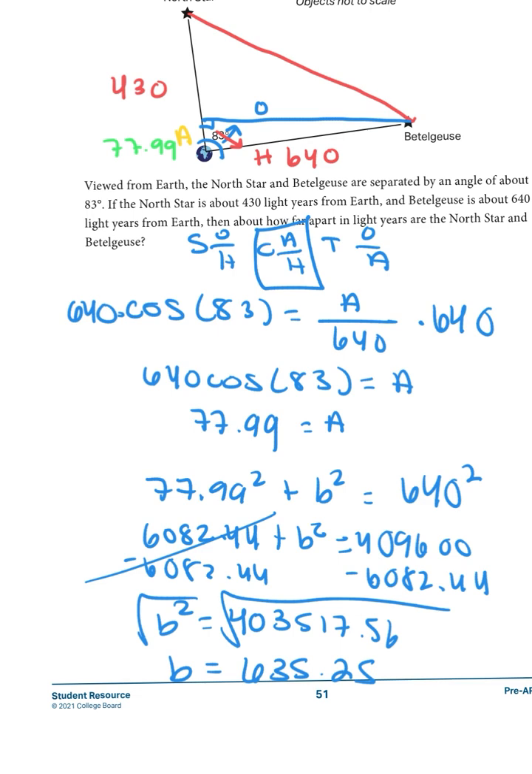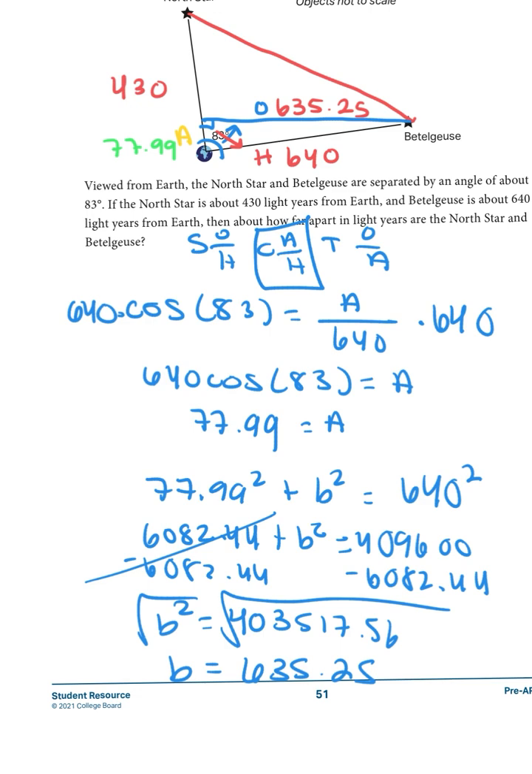So I know that this right here is 635.25. Okay, so I know now that this is 635.25. I can figure out what this is, because if this whole thing is 430 and this little part is 77.99, all I have to do is subtract them to get this right here, right? And then I can do the Pythagorean theorem for this. So let's go ahead and do that.